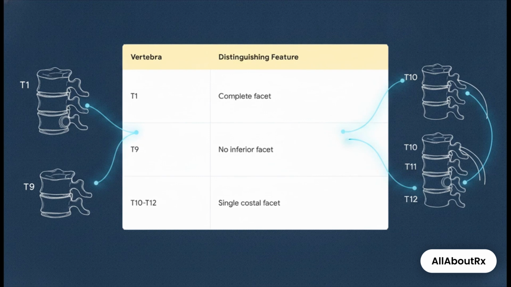Now, what's really high yield here are the structural exceptions. T1, T9, and T10 through T12 totally break the typical rules, which is exactly why examiners love them. T1 features a complete facet for the first rib. T9 might lack an inferior facet altogether. And T10 through T12 keep it simple with only a single costal facet each. Keep those variations in your back pocket for sure.